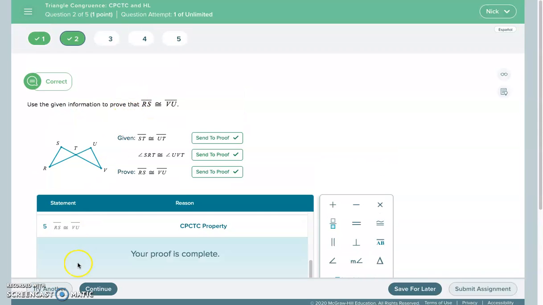All right. HL, by the way, works exactly like the other 4 that we've looked at. The only difference is it has to be a right triangle, and if the hypotenuse and leg both match, then you can say it's congruent from there. It's very similar to SSS, SAS, all of those. It only applies to right triangles, which is a little different, but that's all it is.